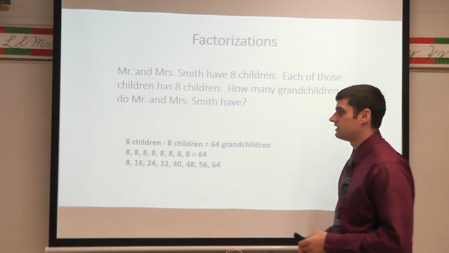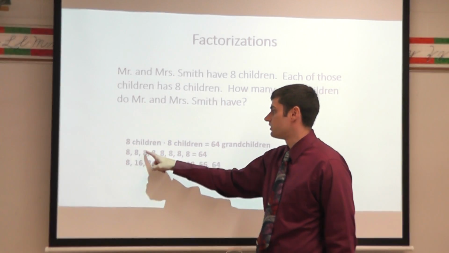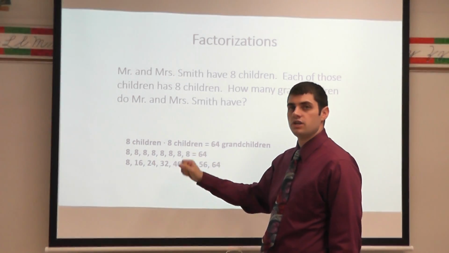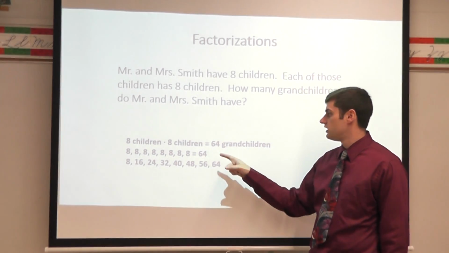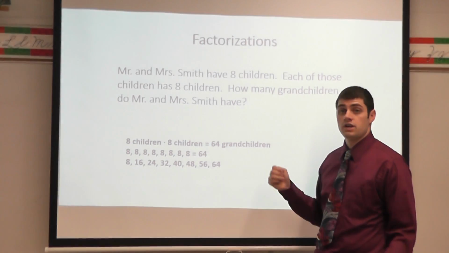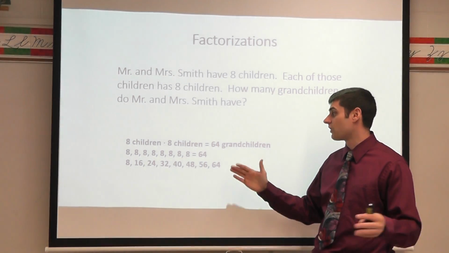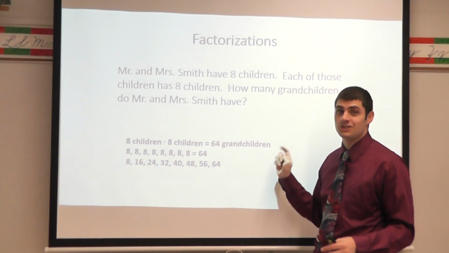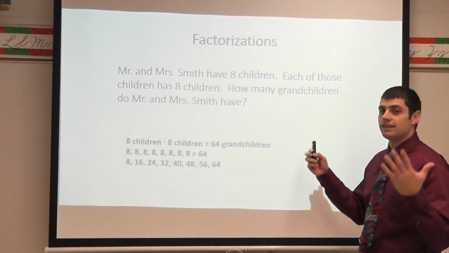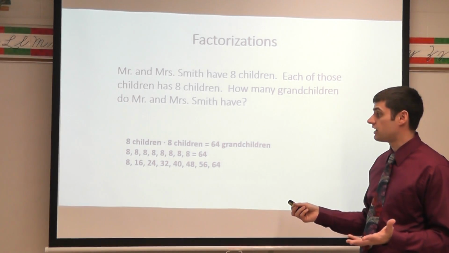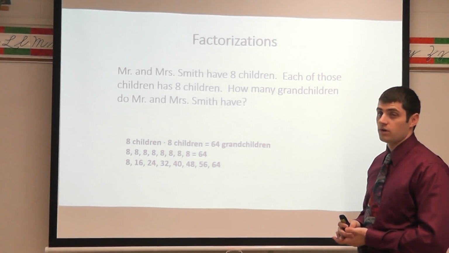When labeling these, I make sure that I add on my units. Mr. and Mrs. Smith had 8 children, and their children had 8 children. So I can use multiplication here. 8 children times 8 children is going to give me 64 grandchildren, because each child had 8 children. That's one way you could have done it. You use multiplication to factor that out of 64, with 8 and 8 as 2 factors of 64.